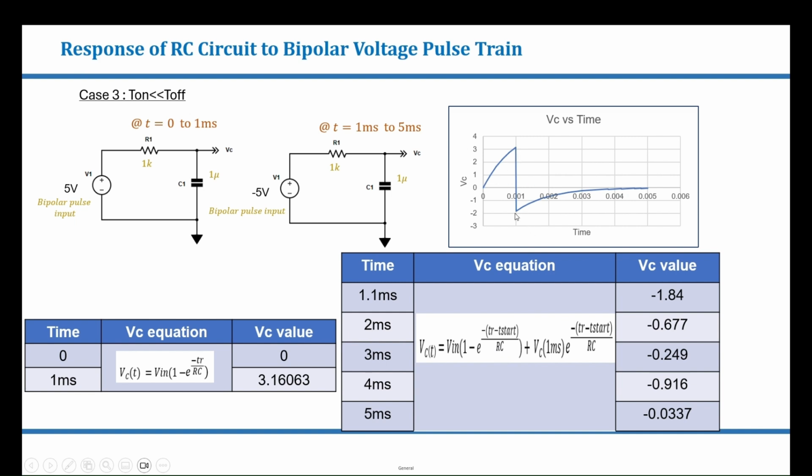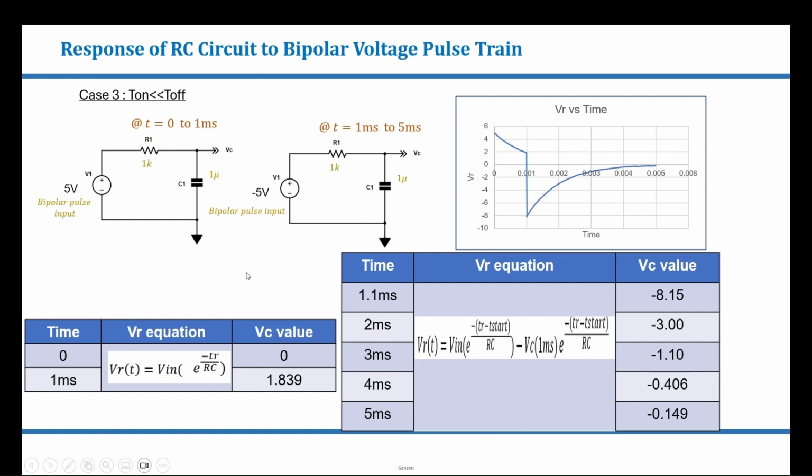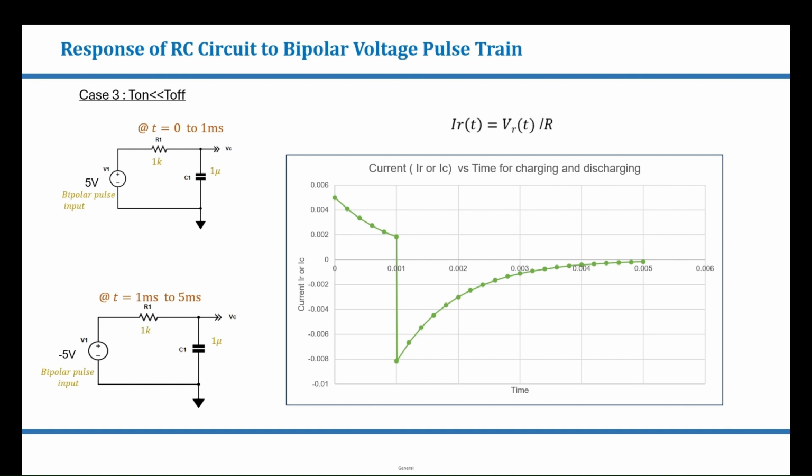On plotting these values, we can observe the voltage across the capacitor. Similarly, for the voltage across the resistor, from 0 to 1 millisecond, it can be calculated using the following equation. After 1 millisecond, the voltage across the resistor can be calculated using the given equation, and on plotting this, we can look at the behavior of the voltage across the resistor. Now since R and C are in series, the same current flows through the circuit, and it can be calculated using the equation VR by R.